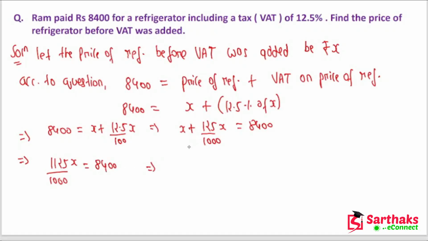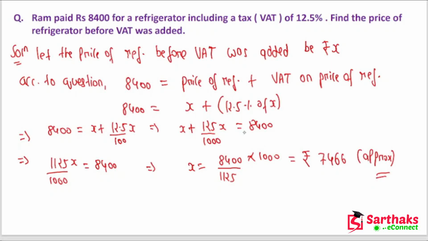If you calculate, this X would be 8400 into 1000 whole upon 1125, which would come out to rupees 7466 approximately. So this 7466 rupees was actually the price of the refrigerator. And you can cross check it: if you find 12.5% of this price and add it to this, you will get 8400 rupees. So it was that easy to solve this particular question.